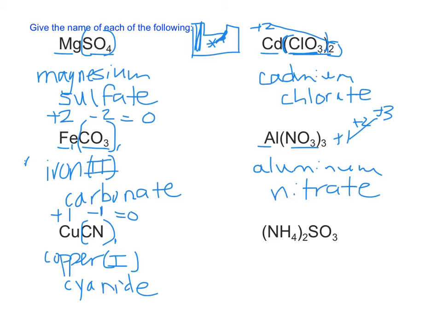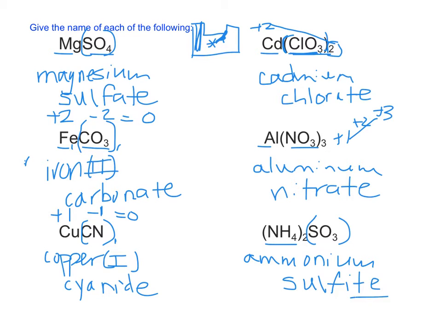Okay, last one, we kind of have our exception. We have a group in the front. NH4 is called ammonium. And it looks like we have another group, SO3, is called sulfite. So this is ammonium sulfite. So the details in this unit really matter, so make sure you're writing with your clearest handwriting as possible.